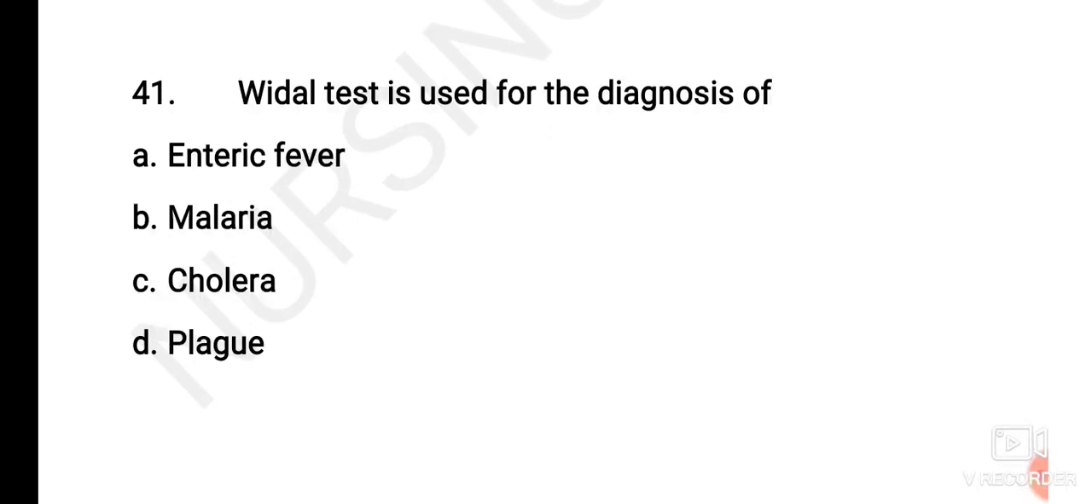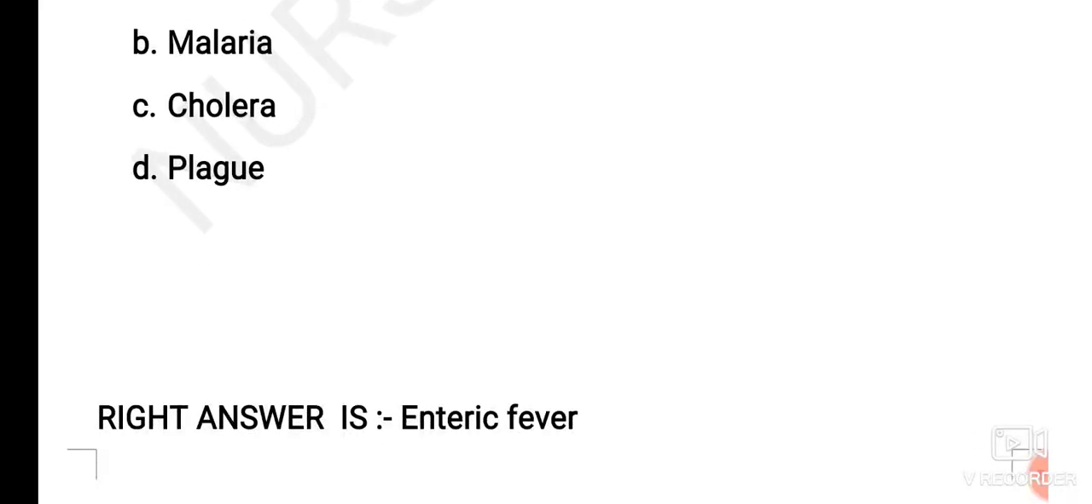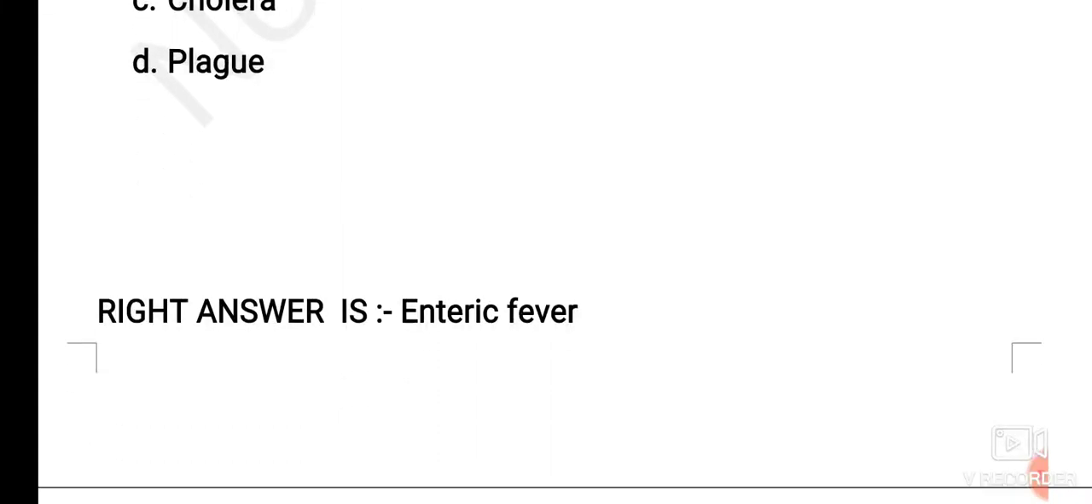Next question. Vidal test is used for the diagnosis of enteric fever, malaria, cholera, or plague. So, the correct answer: Vidal test is used for the diagnosis of enteric fever.